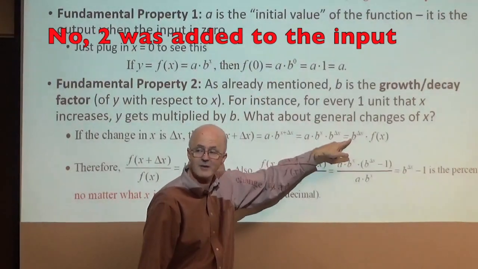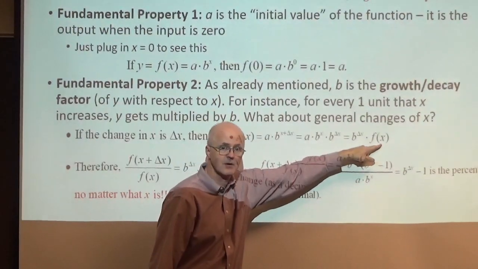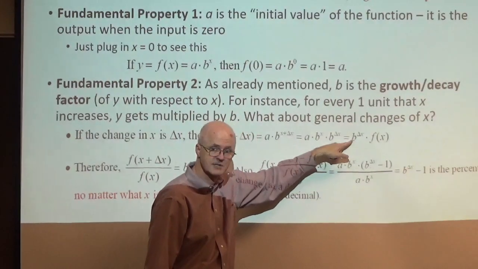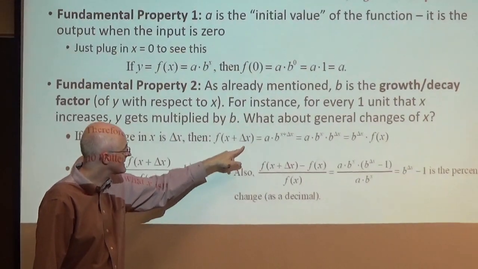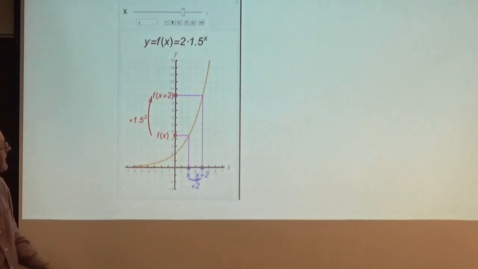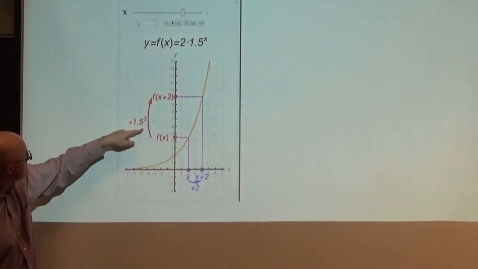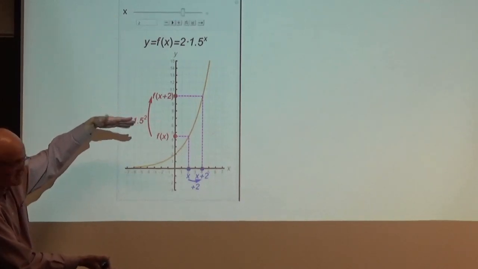This is going to be 1.5 squared. You're going to multiply the output when x is 2 by 1.5 squared to get the new output when x is 2 plus 2, which is 4. Right? That's what happens. This is a 1.5 squared factor. It's not a distance there. It's a multiplication. That's a little confusing.